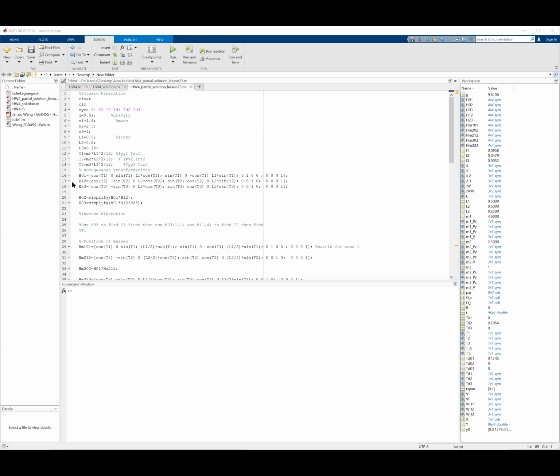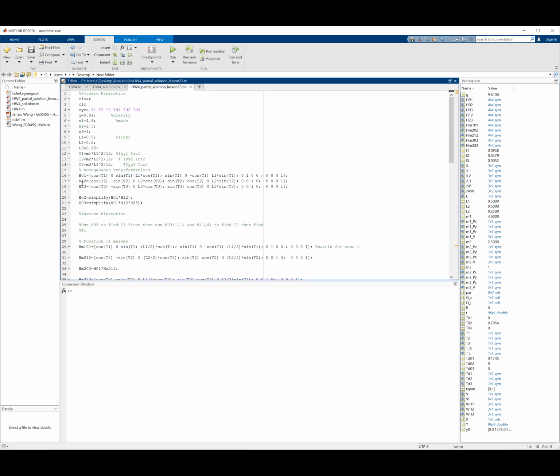Then we did homogeneous transformations. We derived the homogeneous transformations and programmed those here. Please note, this is the homogeneous transformation relating frame 0 to frame 1. Line number 17, homogeneous transformation from frame 1 to frame 2. Line number 18, the homogeneous transformation from frame 2 to frame 3. Please note, these are not the homogeneous transformations for masses. These are the homogeneous transformations for frames, and this is what we need to solve the inverse kinematics problem.